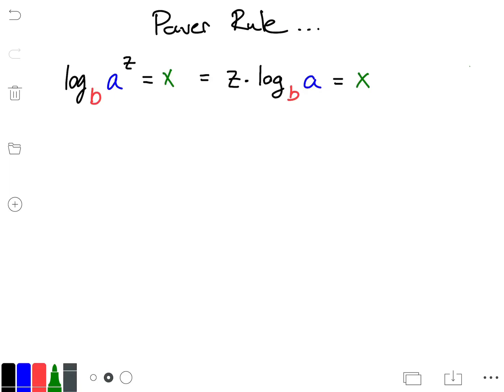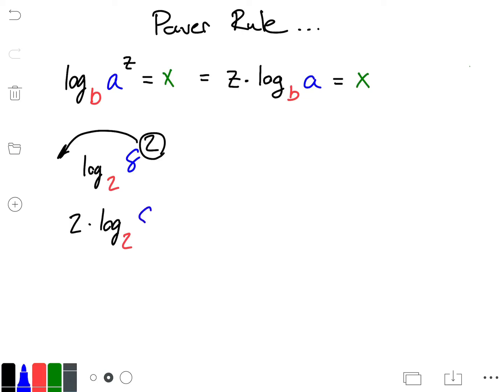So we're going to end off this video with the power rule. And the power rule basically goes as follows. Log base b of a to the z power is equal to x. And we can rewrite that as z times log base b of a is equal to x. Let's go ahead and get into an example. Let's say that we have log base 2 of 8 to the second power. So according to our power rule, all we have to do is drop our 2 out front. Then we have 2 times log base 2 of 8.